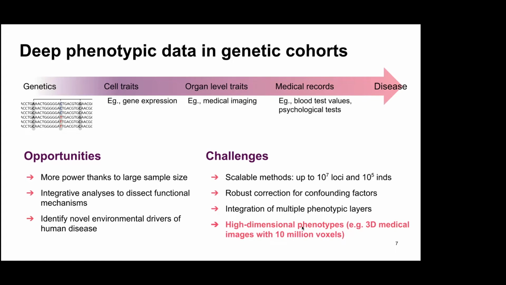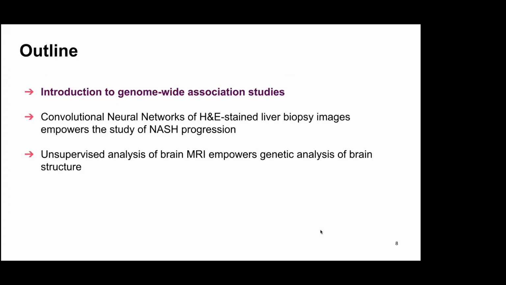and will tell you two examples in which deep learning can help us analyze high-dimensional phenotypes. So I will start by providing a brief introduction to genome-wide association studies, and then we'll discuss a convolutional neural network approach to analyze H&E stained liver biopsy images, and then an unsupervised method for brain MRI. And just to clarify, the scope of these two analyses is still to enable genetic analysis of imaging traits.